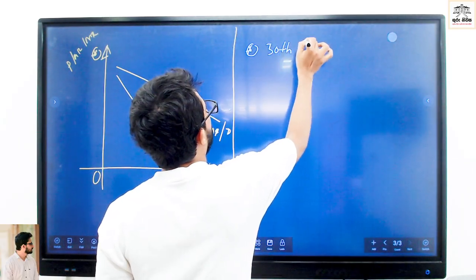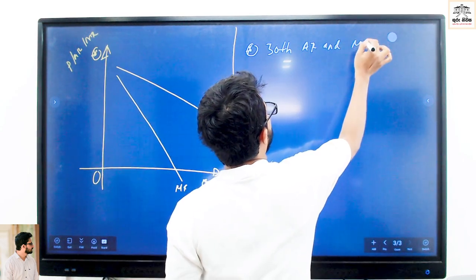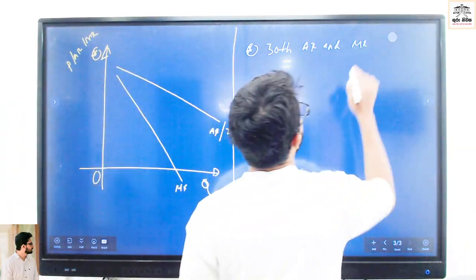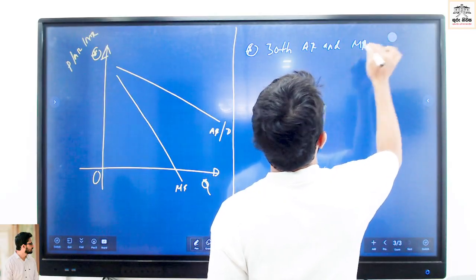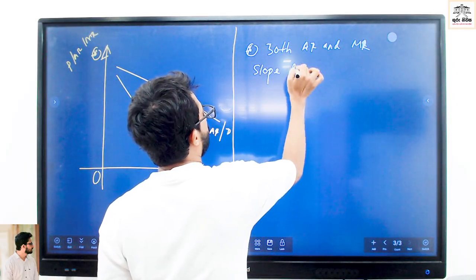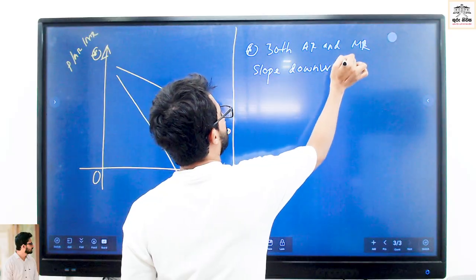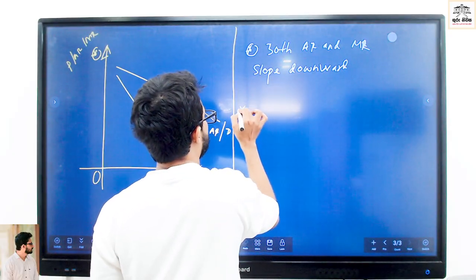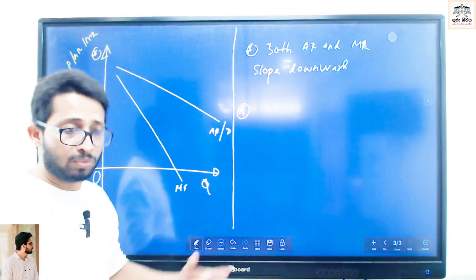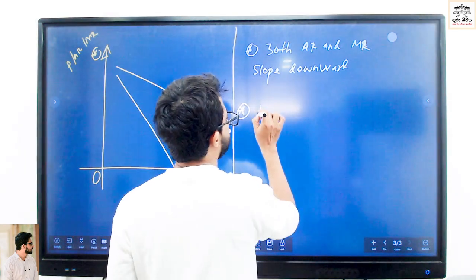Both AR and MR are slope downward. Slope downward. Okay, that's correct. Second point, you can see both the MR and AR curves are downward sloping curves. Simple. Second one, MR is steeper.